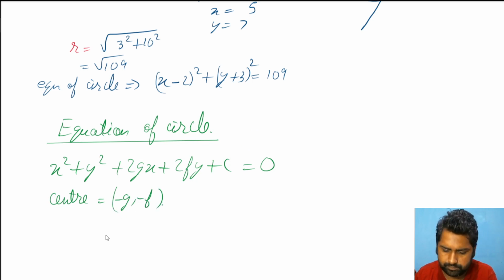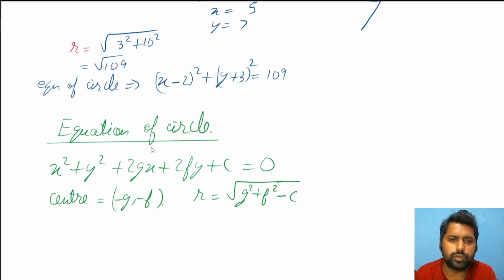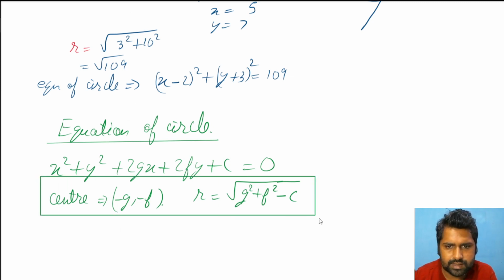Okay, it is coming minus g comma minus f, and radius comes square root of g square plus f square minus c. Okay, this is the reason I was telling you to consider the coefficient of x as 2g, not g, because otherwise this expression will become complicated. So this will help you a lot to quickly calculate the center as well as the radius. Let's see how it helps. Let's look at one question.